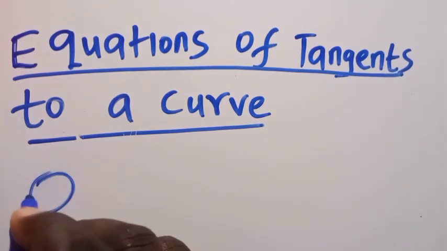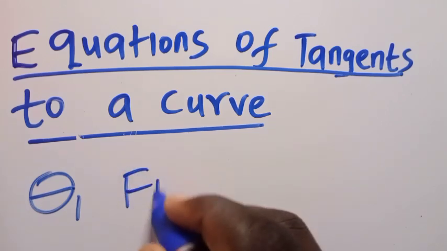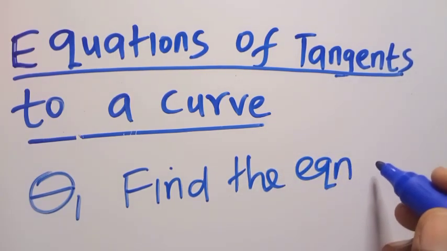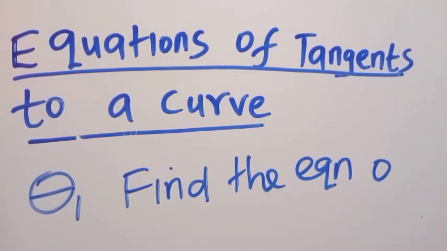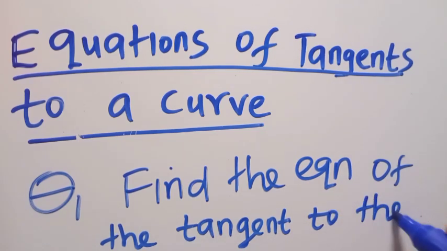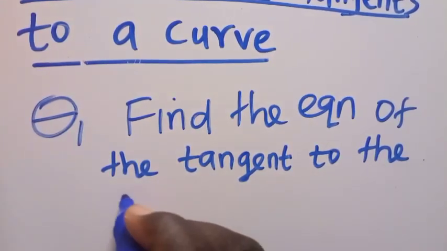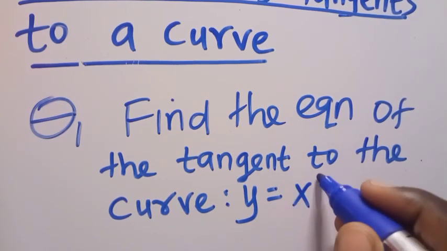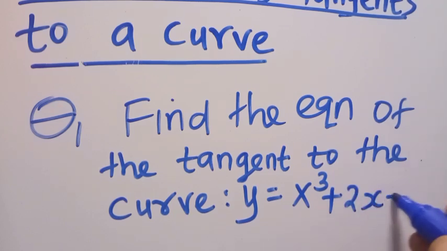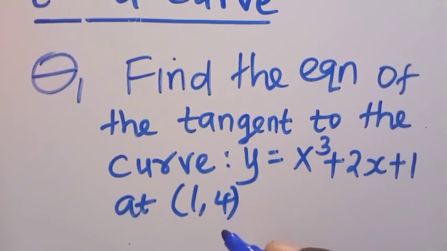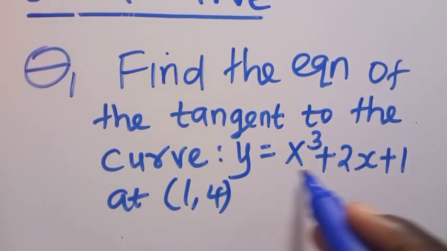That is question 1. The question is: find the equation of the tangent to the curve y equals x raised to 3 plus 2x plus 1 at the point (1, 4). Now this is the equation of the curve.